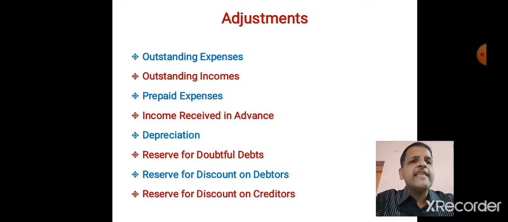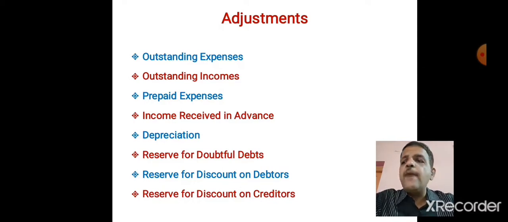Let us take an example. There is one adjustment, outstanding wages rupees 5,000. What we have to do is add it to the wages on the debit side of the trading account. That is the first effect. And the second effect is we have to show outstanding wages under outstanding expenses on the liability side of the balance sheet. Let us see the second adjustment.